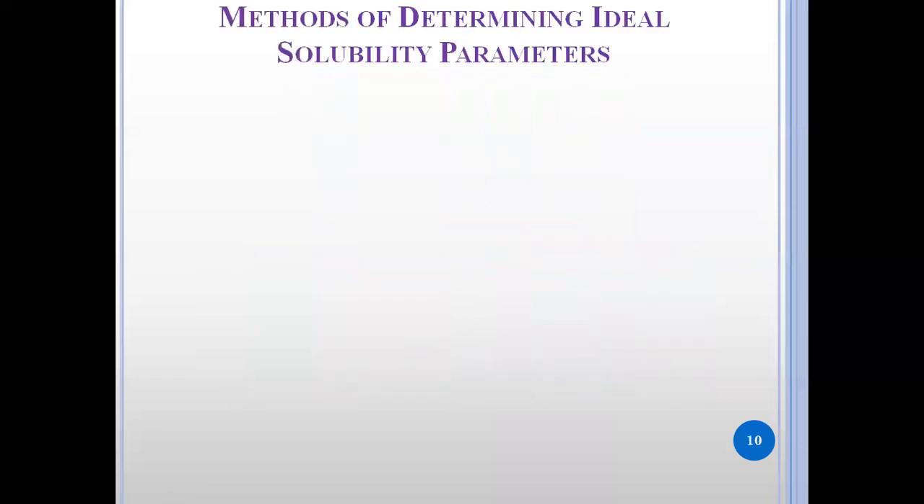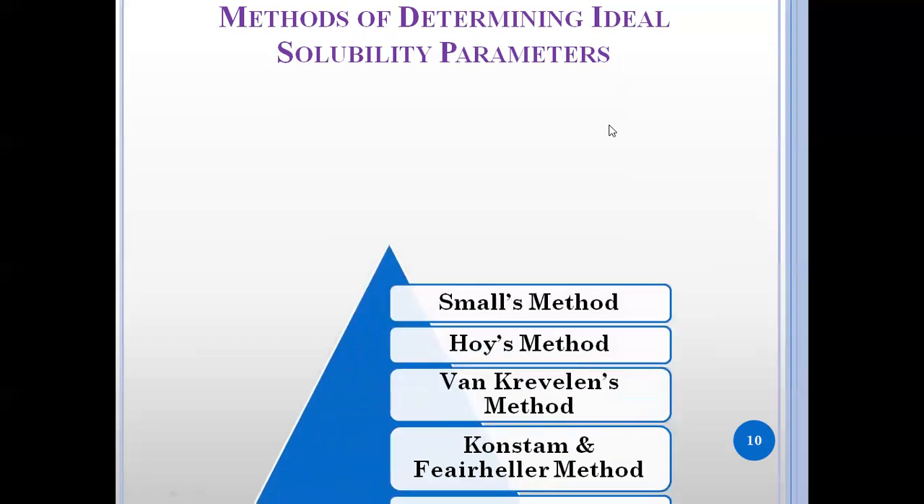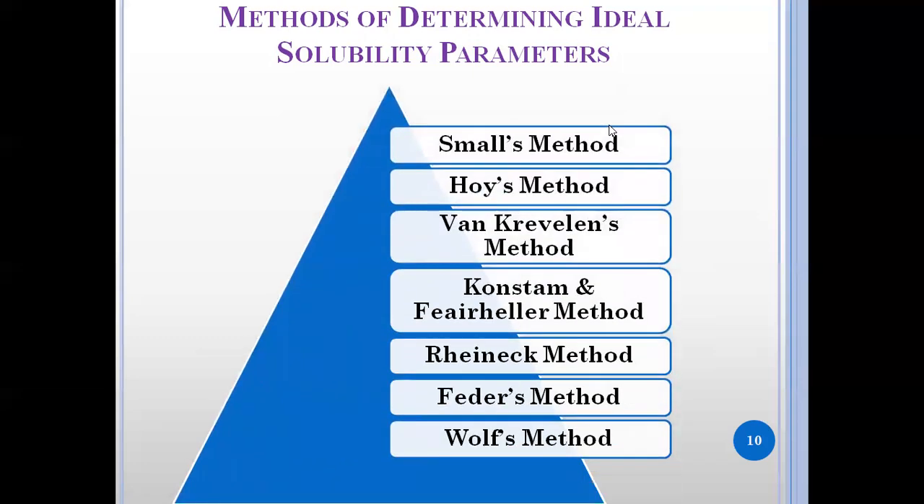Now we'll see the different methods of determining ideal solubility parameters. There are different methods by which we can find out ideal solubility parameters. First one, Small's method, then Hoy's method, Van Krevelen's method, Constable-Fedors method, Rennick method, Fedors method, and Wolff's method. These are all methods that can be used for determination of ideal solubility parameters. Kindly take note of it.